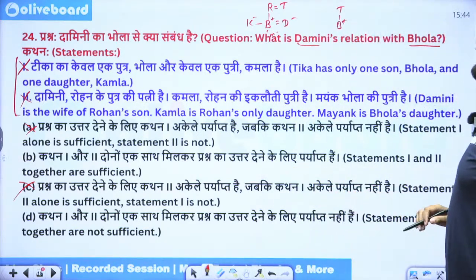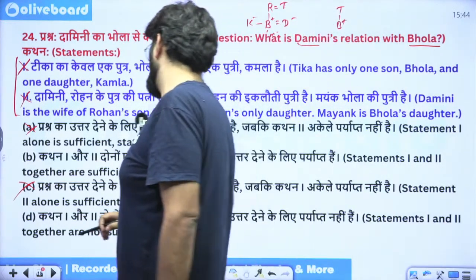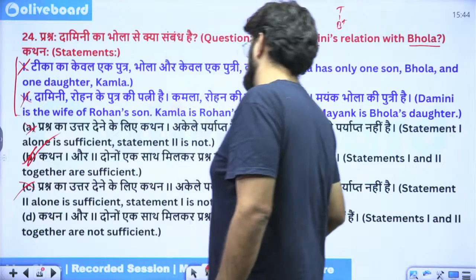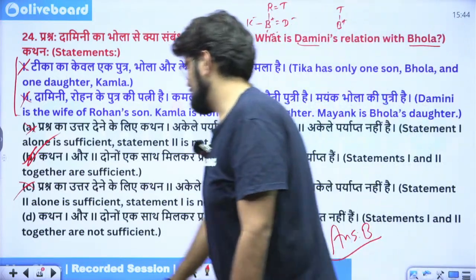Okay, so with this we can establish what is Damini's relationship with Bhola. She is the wife of Bhola. So both together are sufficient to answer the question. Option B is the right answer. Okay, next.